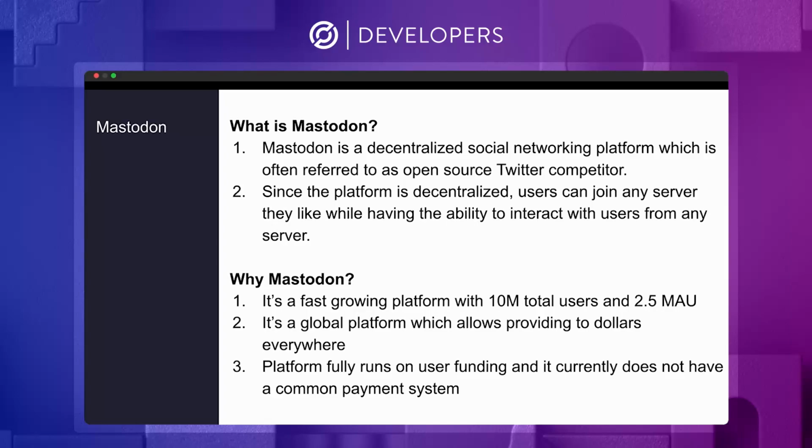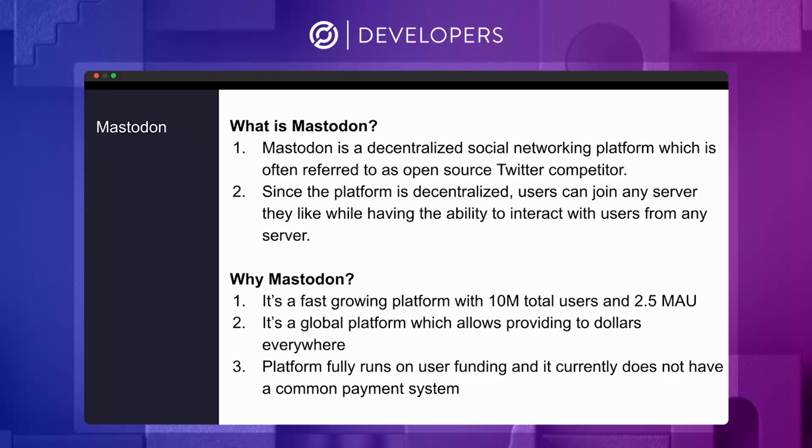Mastodon is a decentralized social networking platform. It gained a lot of traction because of the Twitter fiasco and the takeover, and that's why it's often referred to as an open source Twitter competitor. The platform is also decentralized apart from being open source, and that's why it cannot be shut down easily.